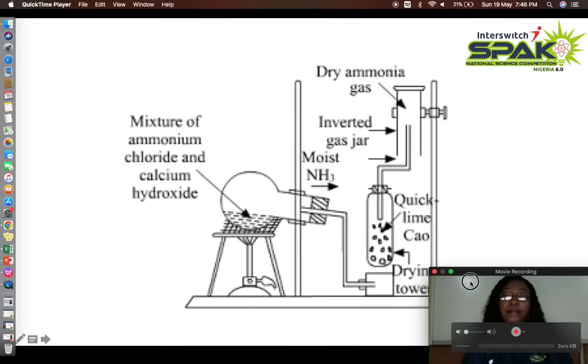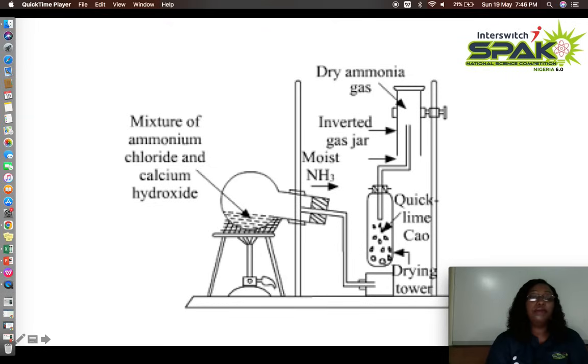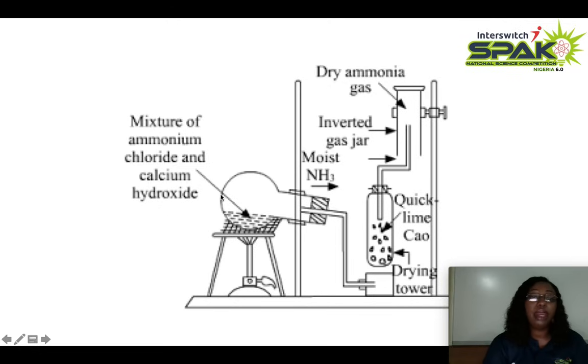This is the laboratory preparation of ammonia. The formula for ammonia is NH3. To produce ammonia in the laboratory, you need ammonium chloride and calcium hydroxide. That's NH4Cl and Ca(OH)2. When both are mixed together and heated, ammonia gas is produced. It is moist ammonia, and you dry it in the presence of quicklime, which is your CaO, using a drying tower to produce ammonia gas.